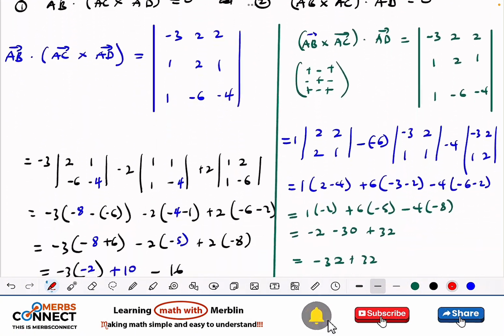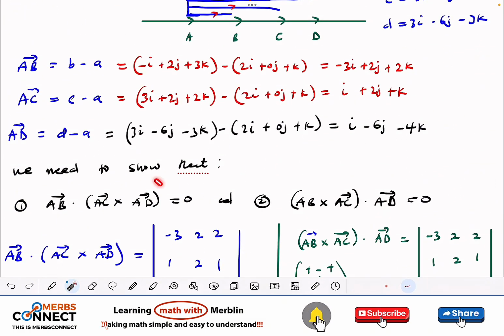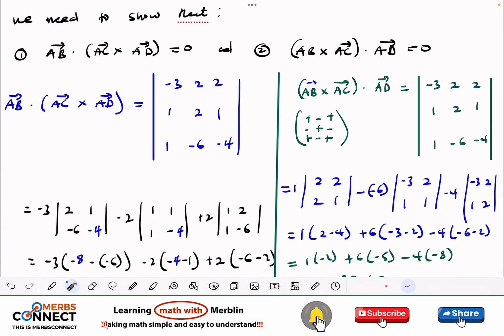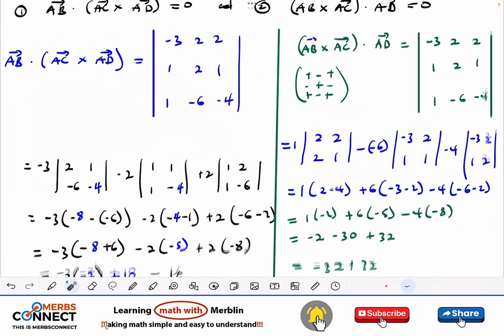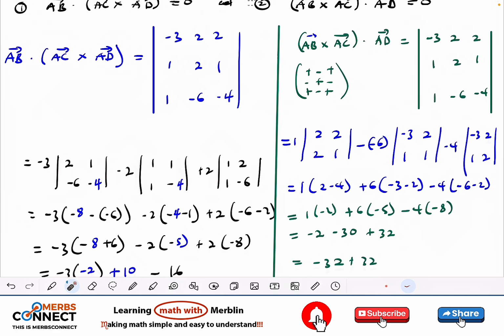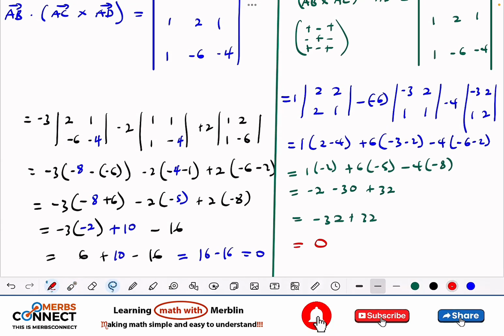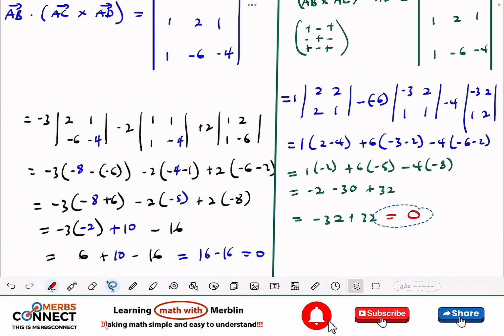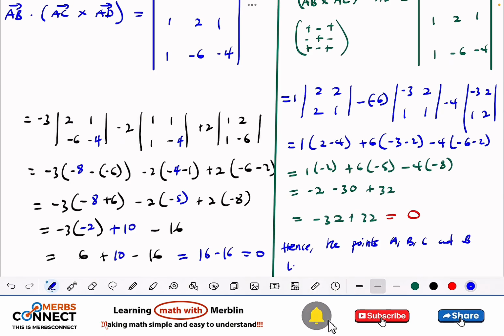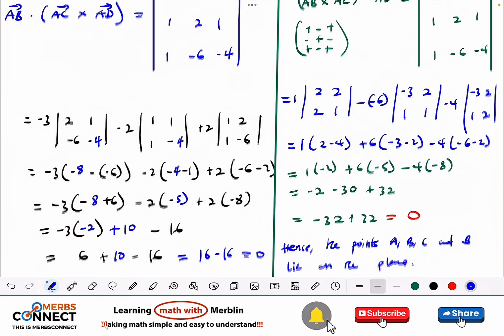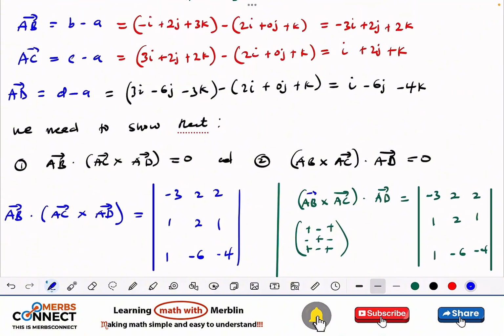So now that we've seen that this gives us 0 and this also gives us 0, then we conclude that the points A, B, C, D are coplanar or lie on the same plane, right? So that's the conclusion that we need to make here. So let me just write something for you as a conclusion. So we are saying that hence the points A, B, C, and D lie on the plane. So we're able to prove that. Yeah. So basically that is how it's supposed to be.